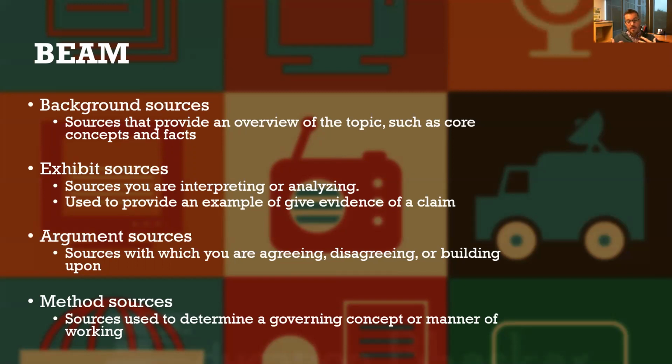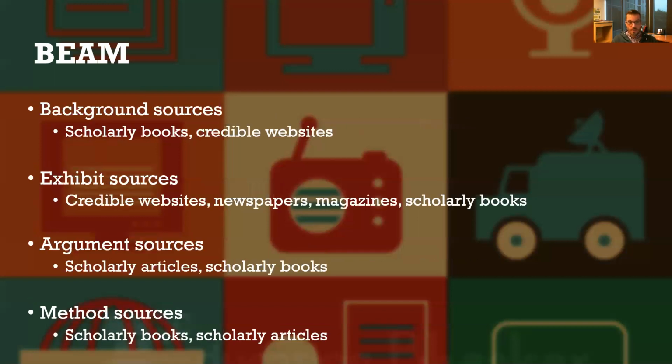As you go through your research, you're going to want to take these one at a time and start by saying, where am I going to get some background sources? Where's a good place to go? Different databases and websites and search tools have different uses when it comes to tracking down different BEAM type sources. When it comes to background sources, you can get background in a lot of different places, but where I like to recommend people start is scholarly books and credible websites.